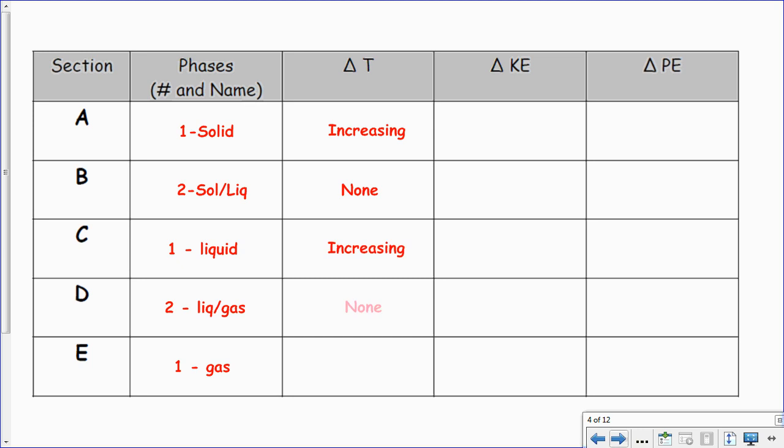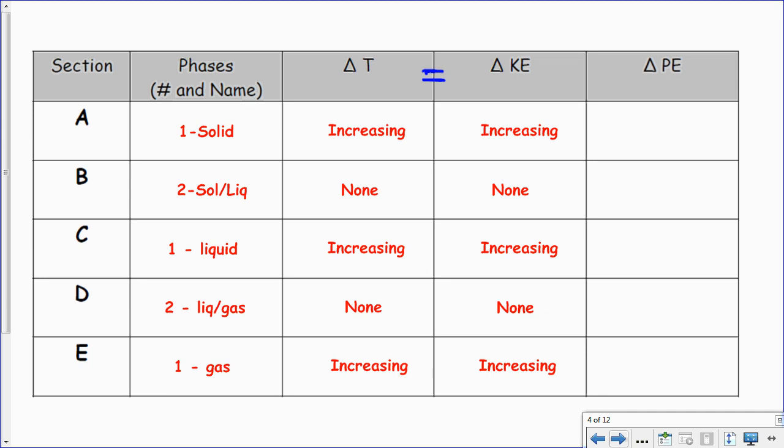And D, no, there isn't. And an E, yes, there is. And we should know there's a link here because temperature is the measure of kinetic energy. So in a graph like this, they're going to be very much linked. And you'll see our answers are actually going to be exactly the same because when our temperature is changing, in this case increasing, so will our kinetic energy be.